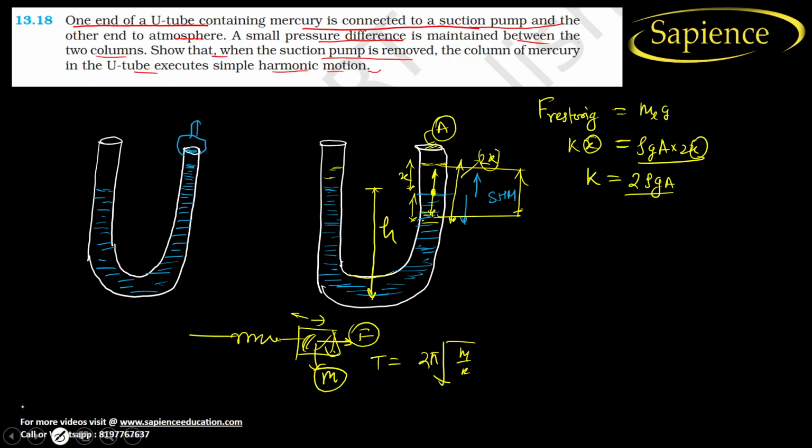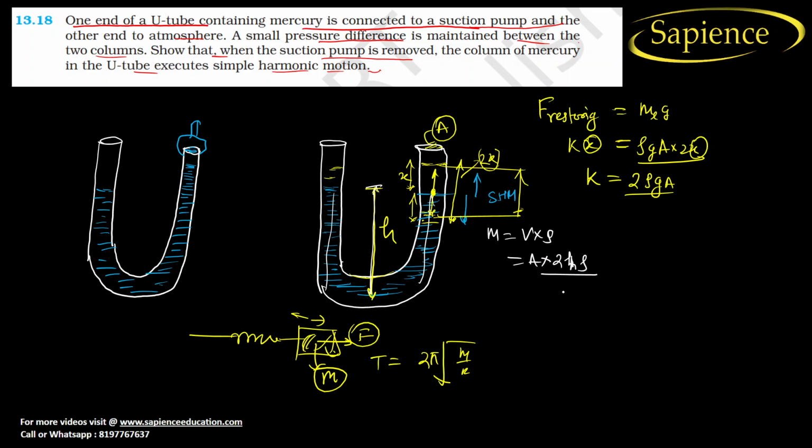So the mass of the whole body which is responsible. Let us consider the whole liquid mass. The mass of the whole liquid is equal to volume into density. The density is the same, so the volume will be area into height. So what is the total height? See here, one side liquid column has height h, and the other side liquid column has height h. So 2h. So area into 2h into rho, this is the mass.